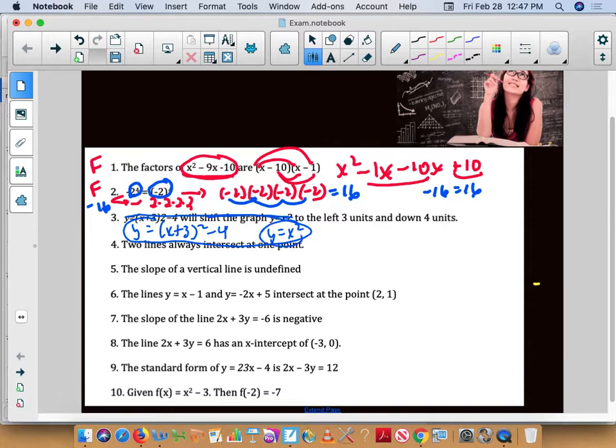That'll take my parent graph x squared. Will this go left 3 or right 3? Left 3, down 4. Left 3, down 4. True. That one's true.